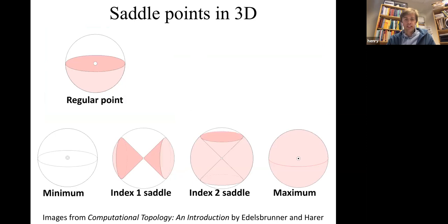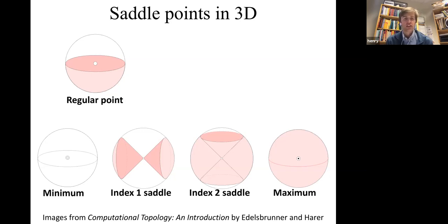Now in 3D, it's a little harder to visualize things, because to visualize the graph of a real function on 3D, you'd have to be in 4 dimensions, and we can't visualize that. But the pictures of how the water would approach you as the height rises, if you were at a critical point or a regular point, those pictures we can still draw.